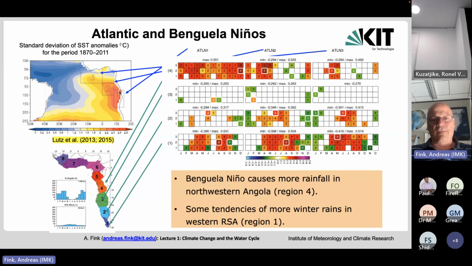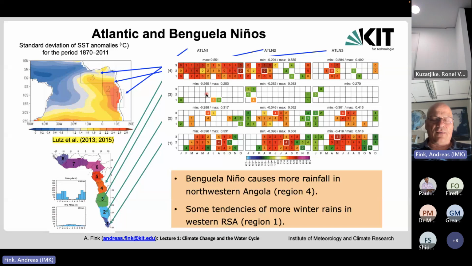And not surprisingly, in this region, when it's warmer at Benguela Niño, we do have more rains here. The reddish colors indicate that. I will not discuss the numbers in the squares, but you see the strength of the correlation with the red colors. So, for example, this encircled square means we have more rainfall when it's warm, at the same time, here at the coast in northwestern Angola.